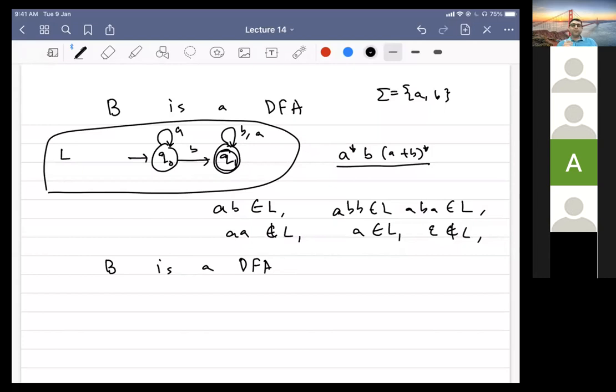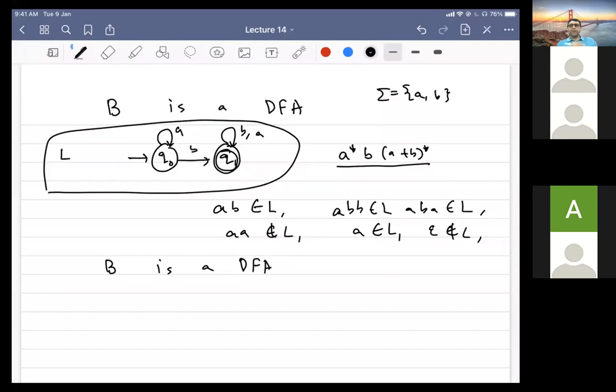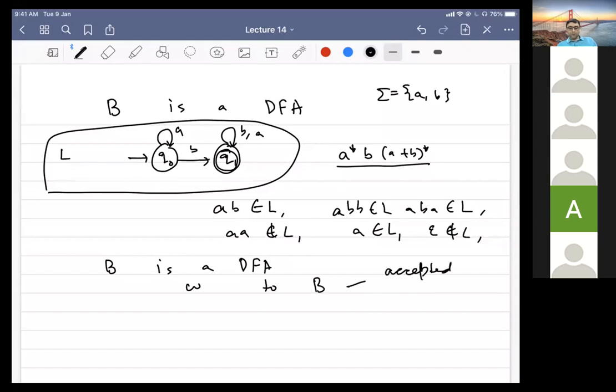So if I say that B is a DFA, then you know everything about DFAs, right? Now suppose B is a DFA, then there must be some strings which are accepted by this DFA, and there must be some strings which are not accepted by this DFA. Whenever we have a DFA, it will accept some strings sometimes, and reject some strings other times. So whenever I give some string W as input to DFA B, it will either be accepted or rejected.